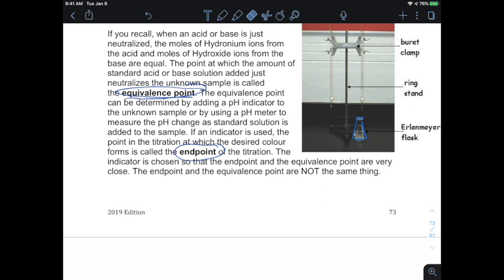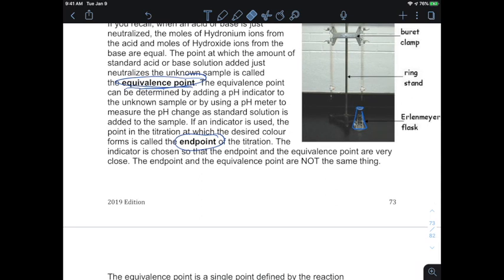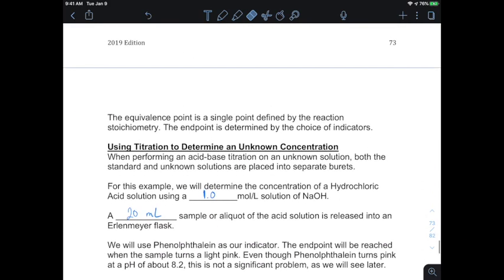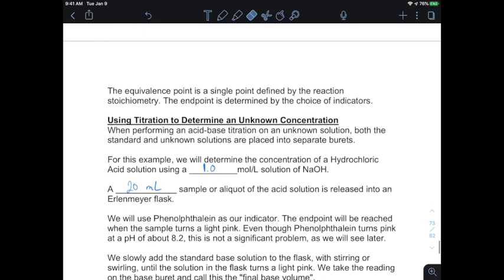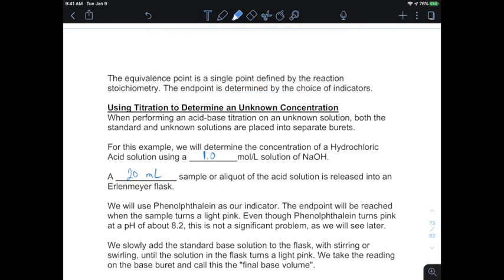An indicator is a chemical that changes color under different pHs, especially under a basic and an acidic pH. The equivalency point is a single point defined by the reaction stoichiometry, and the endpoint is determined by your choice of indicators. So this is where it'll depend.